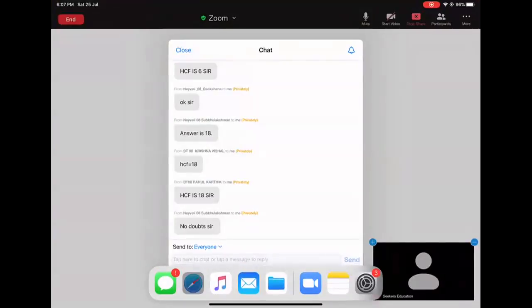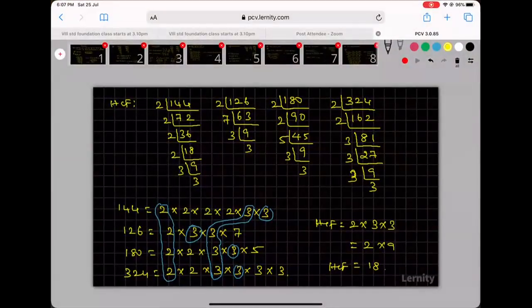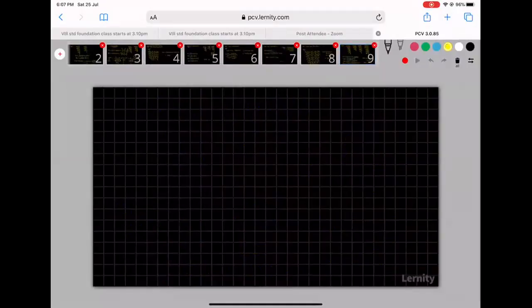Now you see the next slide. Here problem number E: 1 by 2 comma 5 by 6 comma 7 by 8. So it is in fraction form. Here we want to find LCM and HCF. This is important. Here I will write the formula.